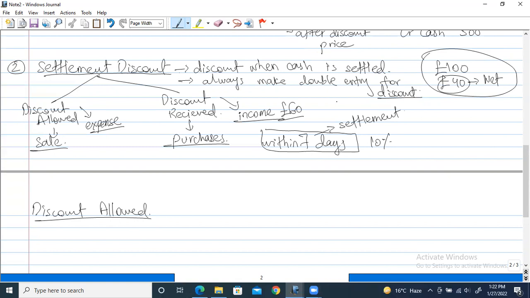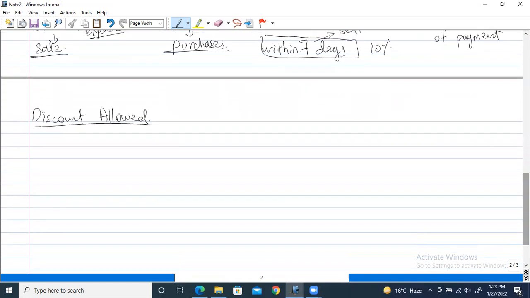So that's why the discount entry is done at the time of payment. Let me write over here as well, at the time of payment. This is the reason it's called settlement discount. Okay, now let's discuss the double entry for discount allowed.